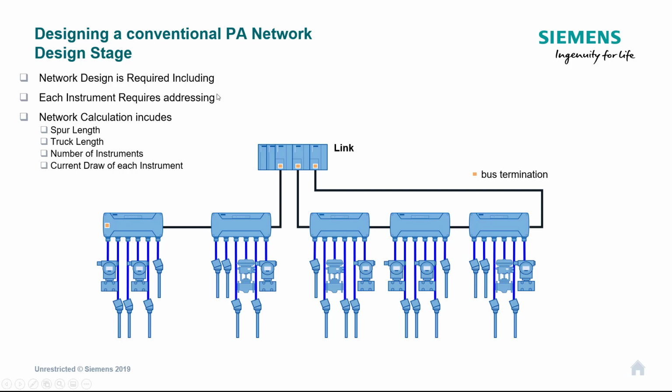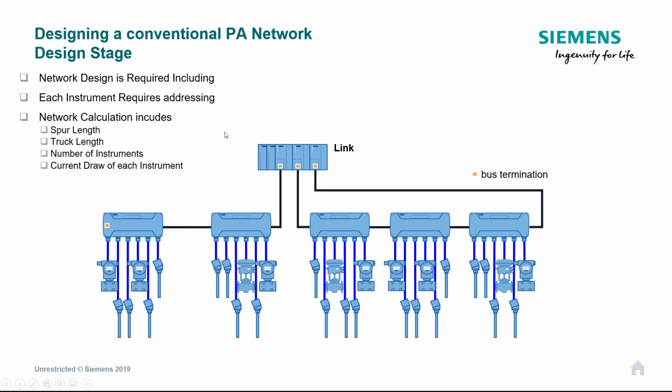I know that with Siemens, once you've addressed the instrument and it starts talking to the master, then you can't change that address locally via push buttons. You have to use software to do that, because otherwise if you change the address, like I said, it will lose the data going into the DCS.